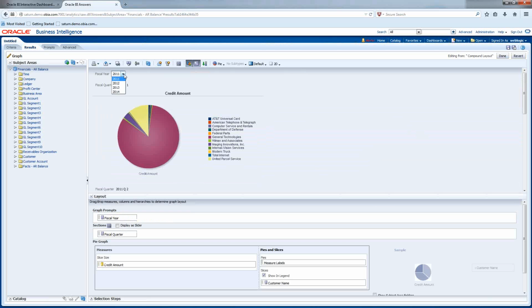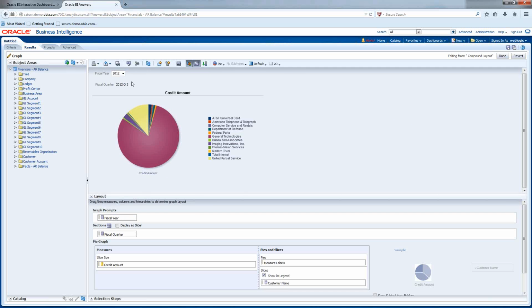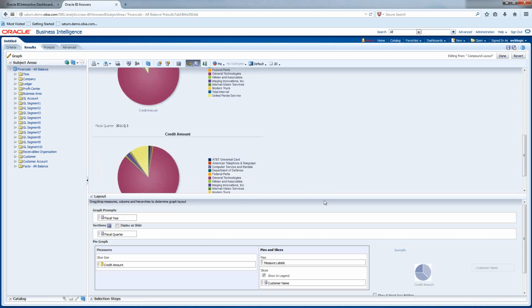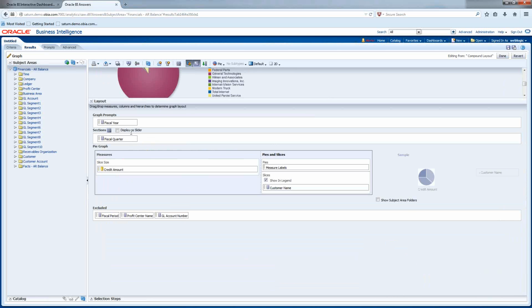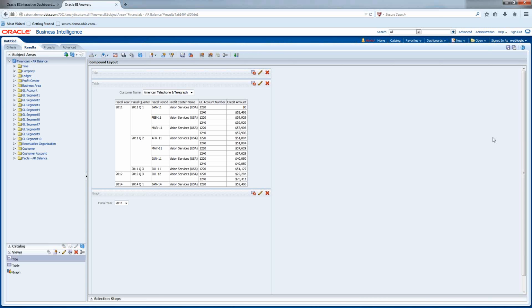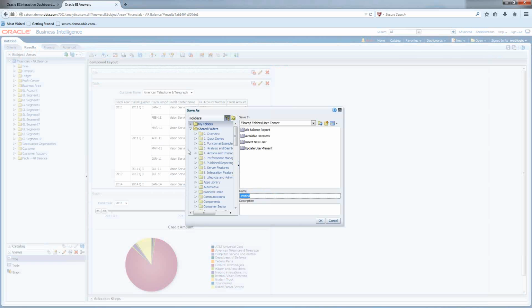You can see fiscal year is in the prompt, and quarter is in the section. So let me go back to 2011, and you can see different quarters are displayed in a section. I can further beautify this report by putting sliders in my report. You see, it's just one click and I can update my report. Once I'm done, I click done, and this is the way your report will look in the dashboard. I can save this report for my future use, or I can even share this report with my colleagues.